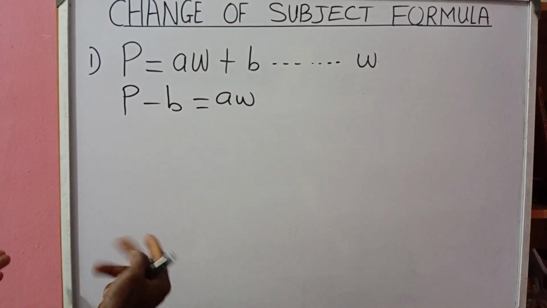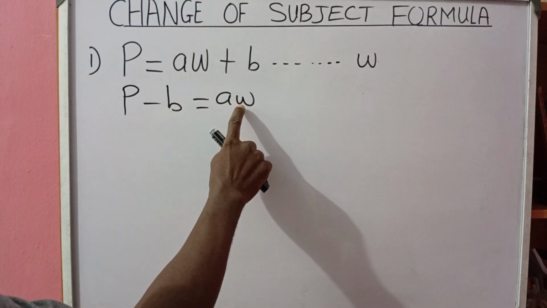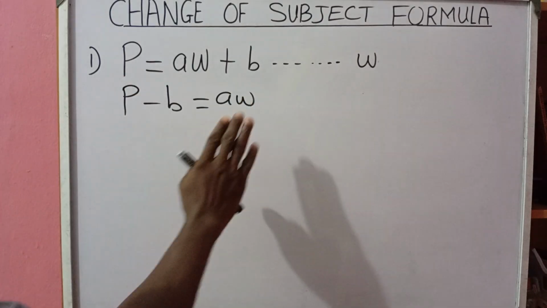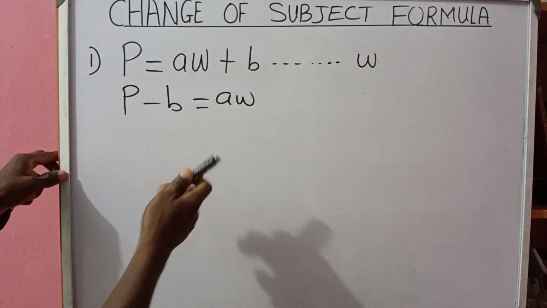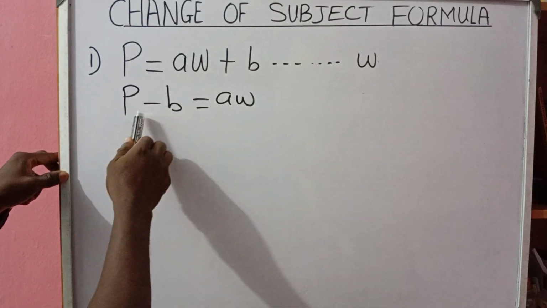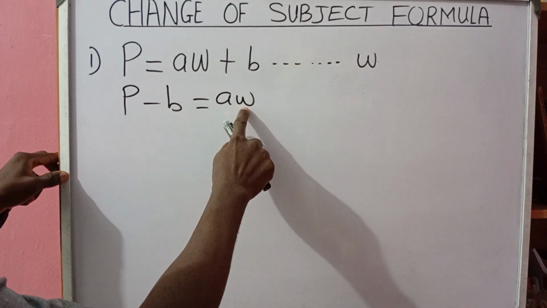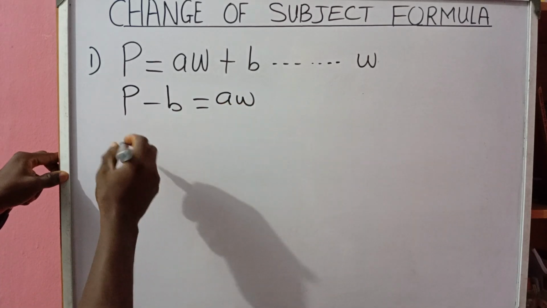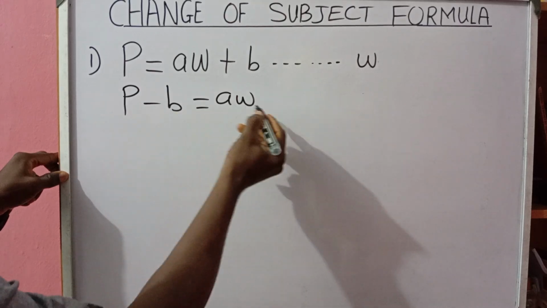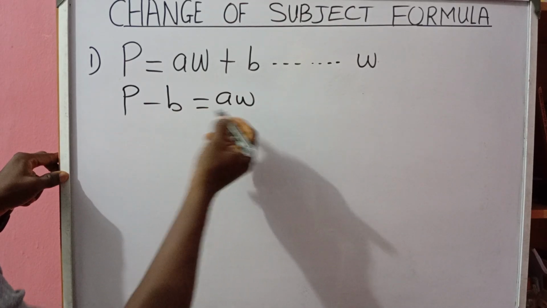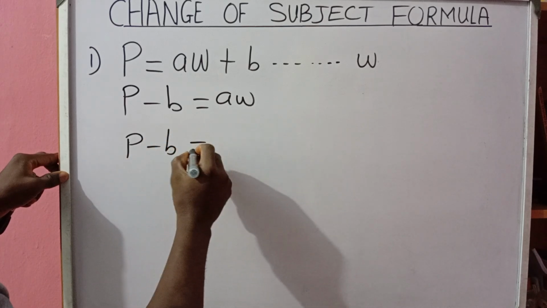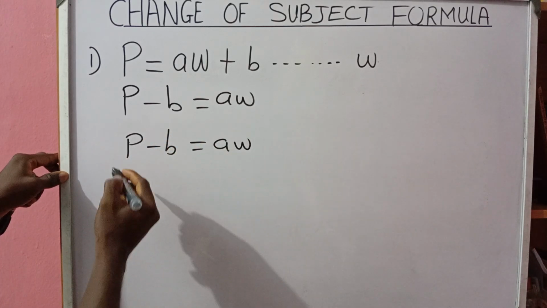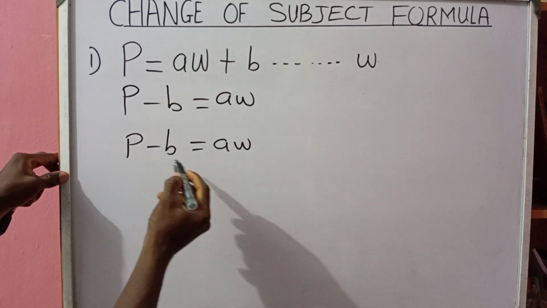All right, so what next do we do to ensure that this A leaves W alone so that W will stand here on its own? For us to do that, we have to divide both sides by the coefficient of the W. In this case, the coefficient of W is A. So we divide both sides by the coefficient of W, which is A. Let's rewrite them again. P minus B equal to A W. Dividing both sides by the coefficient of W, which is A.